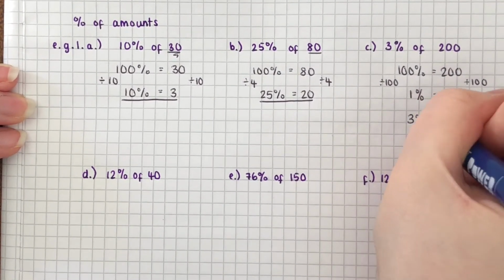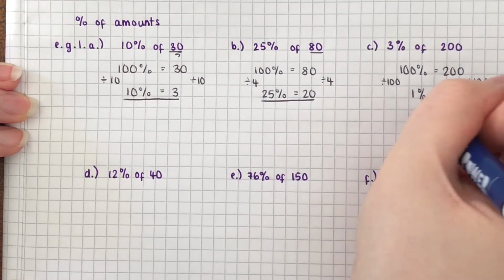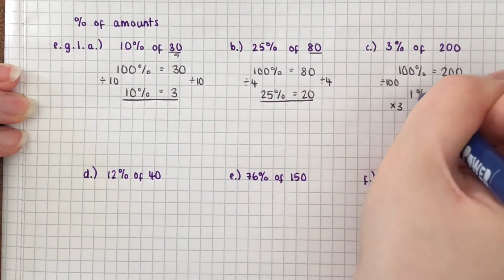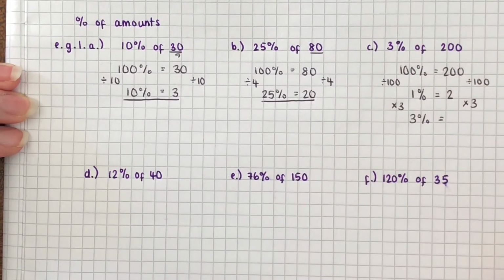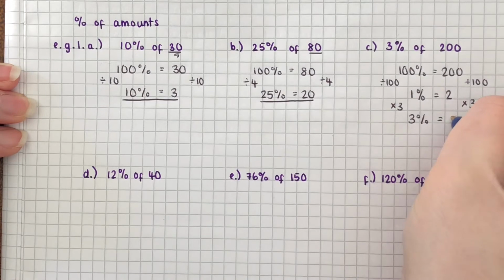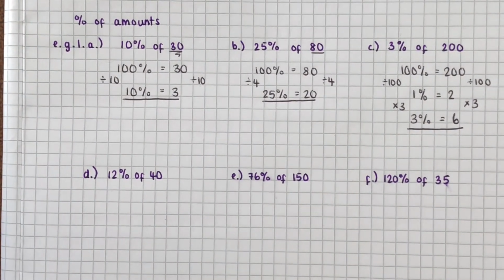We obviously want 3%. So what I can do is multiply 1 by 3, because 1 times 3 gives you 3%, which means I also need to times the other side by 3. So 2 times 3 would give you 6. So 3% of 200 is 6.